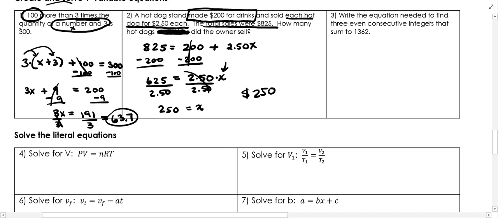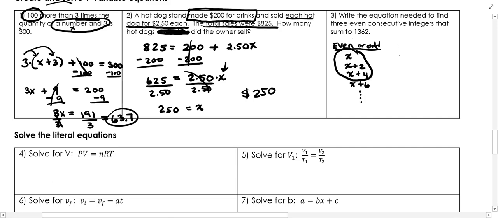Write the equation needed to find 3 even consecutive integers that sum to 1362. Even numbers. Well, regardless, whether you're even or odd, right? Your pattern is going to be this. The first number will be x, the next number will be plus 2. Since we got to add another 2, that's a total of plus 4. The next one, we got to add another 2, so that'll be a total of plus 6, and so on and so forth. And we want 3 of these numbers, so we want those 3. And their sum is 1362.